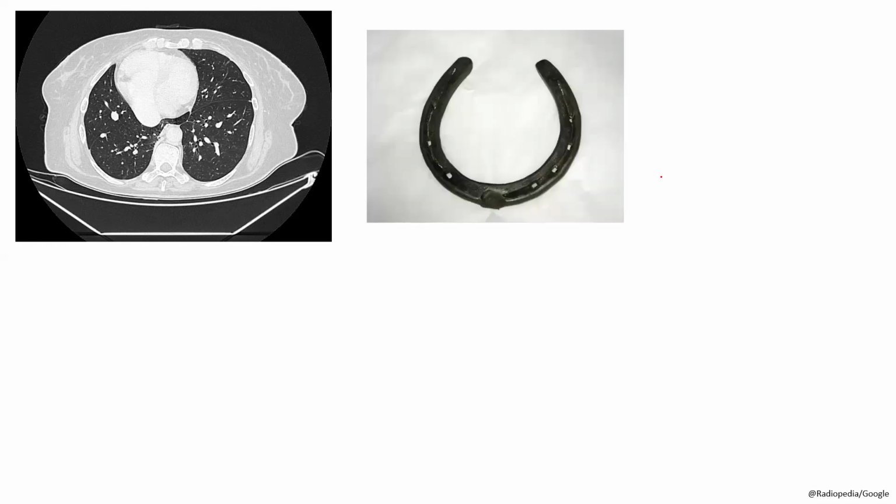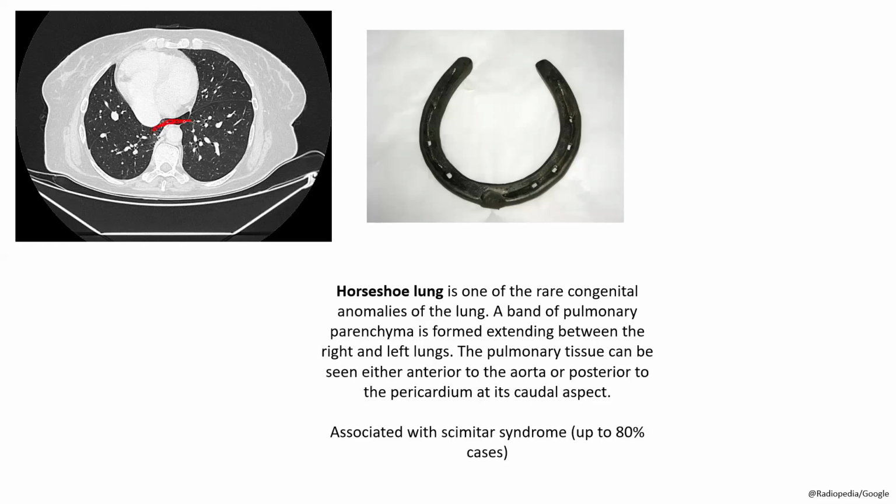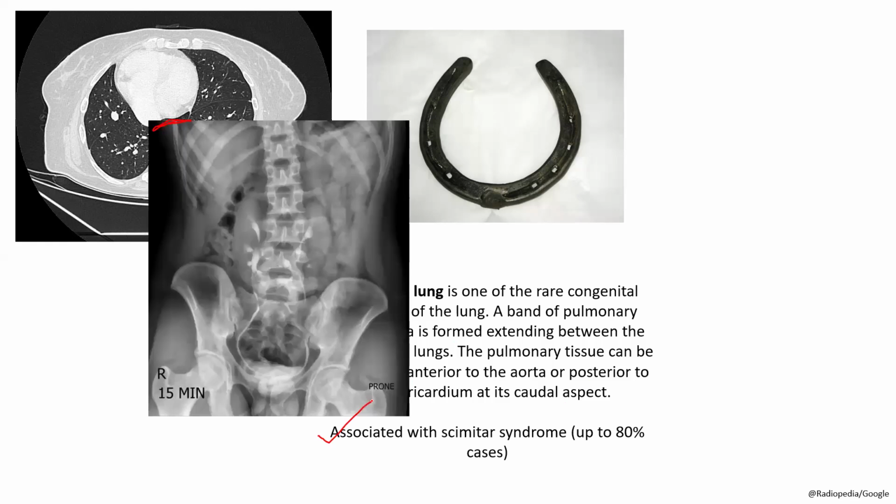What is happening here? So this is CT lung in the lung window setting. You can find horseshoe-shaped lung. So what is horseshoe-shaped lung? This is abnormal extension of the lung parenchyma. The band of lung parenchyma is extending between the right and left lung. It bridges both the lungs, and it is seen anterior to aorta and posterior to the heart. And it is often associated with scimitar syndrome. So this is horseshoe-shaped lung.